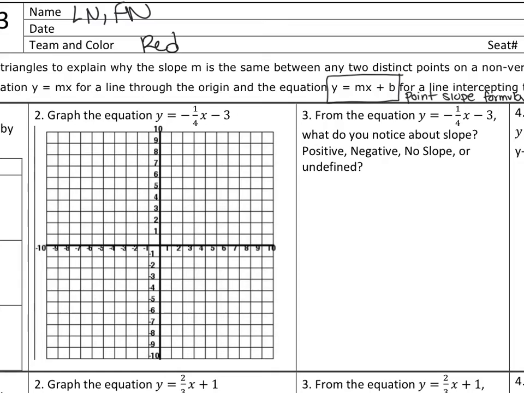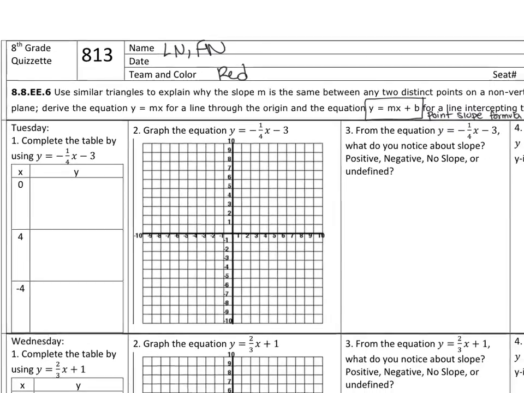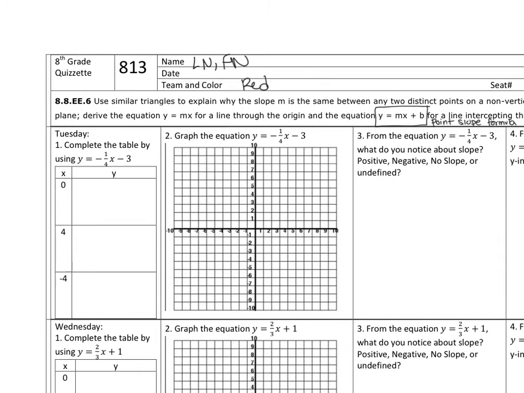The graph that you see on number 1 is called an input-output table. So this right here is called the input-output table. So input, and then the result is an output. Input-output table. So they give you an equation in the form of y equals mx plus b. They give you this equation that's already in the point slope formula.